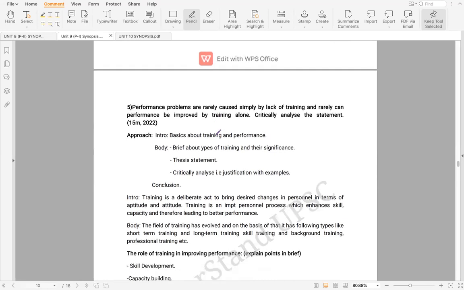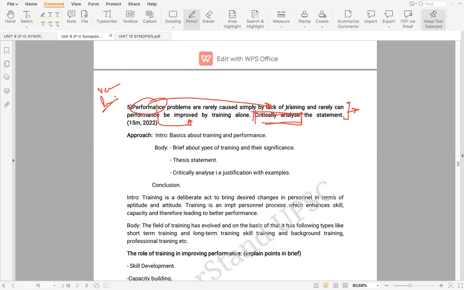Performance problems are rarely caused simply by lack of training, and rarely can performance be improved by training alone. Critically analyze the statement. Understanding that it is to be critically analyzed, you have to negate the statement as well as talk about it. So you have to say how performance can be linked to training. However, it is not only training which the performance is linked to, right? So tell us all the other processes such as recruitment, hierarchy, pay and service conditions, rank and position classification, etc. But you have to also critically analyze.